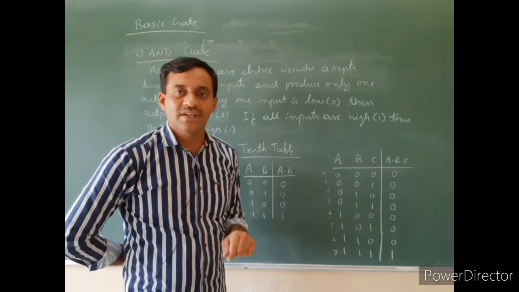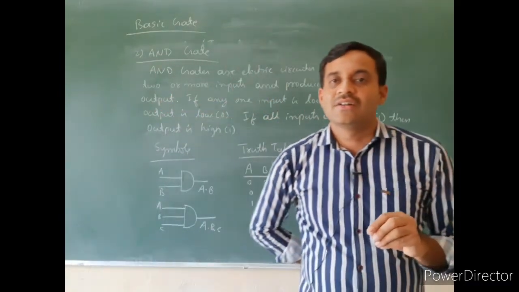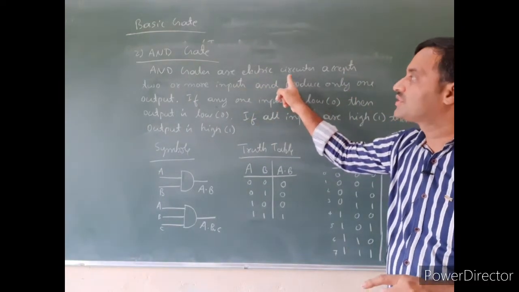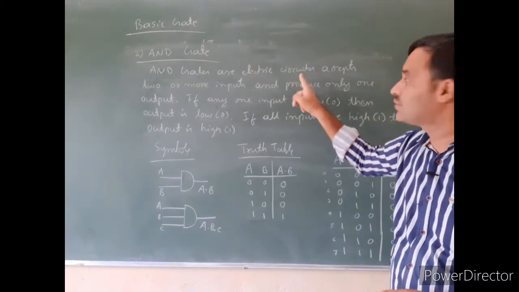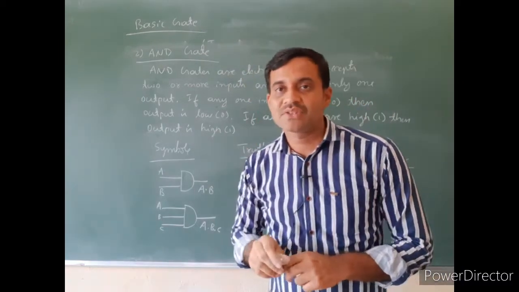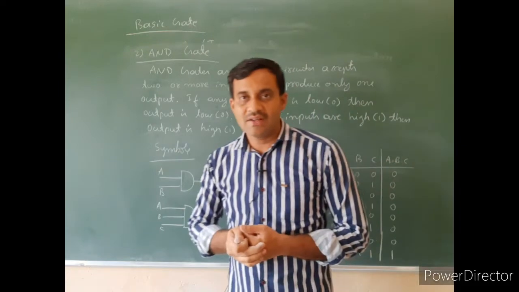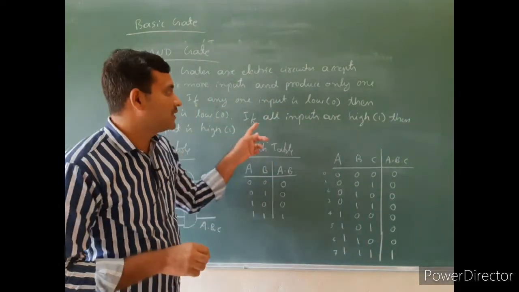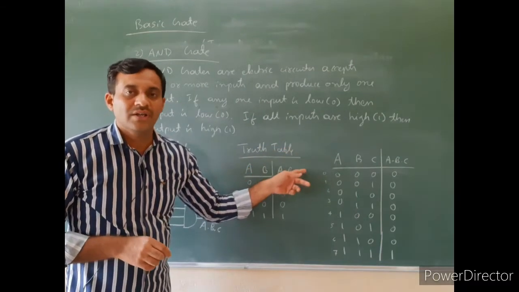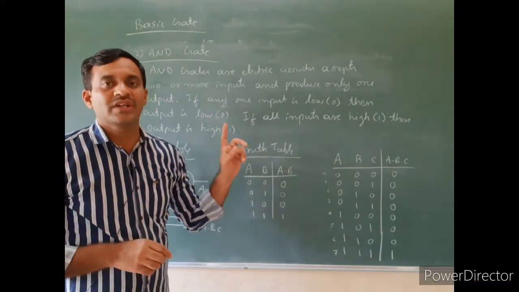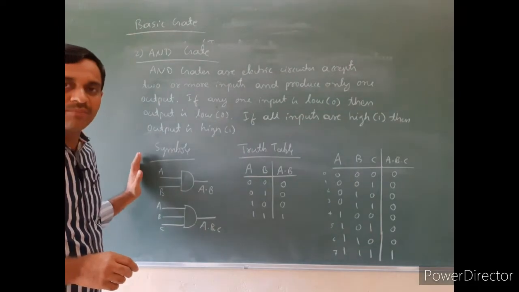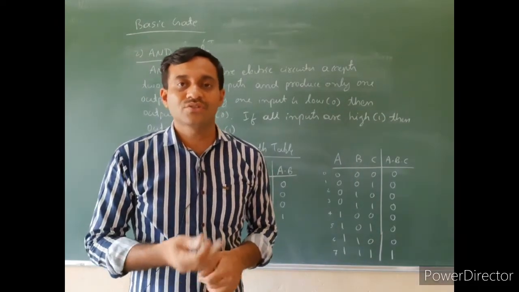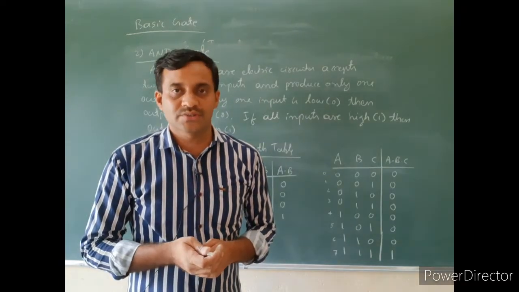So what is the AND gate? Basically it is a logic circuit, that is, an electronic circuit. All logic circuits are electronic circuits. AND gates are electronic circuits. They accept 2 or more input signals and produce only one output signal. If any one of the inputs is low, the output is low. If all the inputs are high, then the output is high. See the logic symbol and truth table. It accepts at least 2 or more inputs.